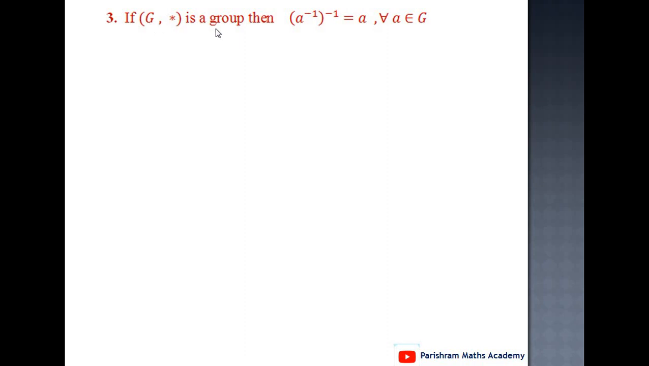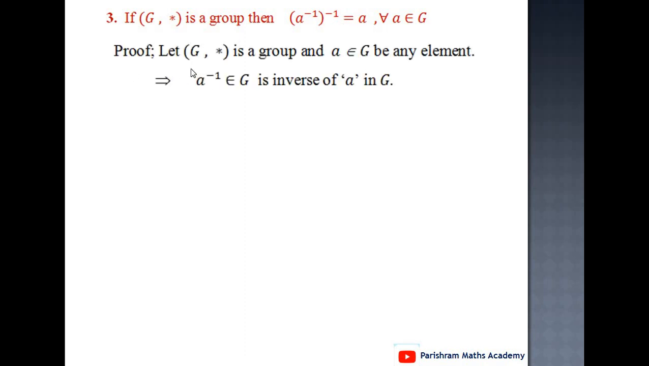If G, star is a group, then A inverse, bracket inverse, equals A for all A belongs to G. Proof. Let G, star be a group and A belongs to G be any element. G is a group, it means the inverse exists, it means A inverse also belongs to G. That is, A inverse is the inverse of A, and therefore by definition A star A inverse equals A inverse star A equals the identity element for all A belongs to G.